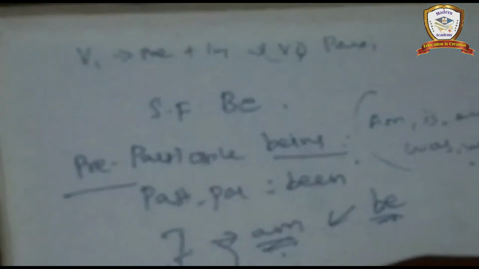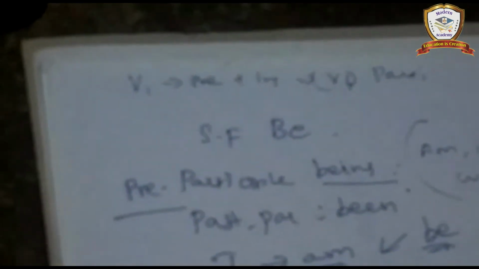Next, the third person present tense. For example, he, she, it. When the third person singular comes, it performs as is. Next, the plural present tense form. We, you, they comes, it performs as are. So these are all present be forms. Plural present tense we, you, they means we should use are. Plural present tense means what should be used? Yes, are should be used.